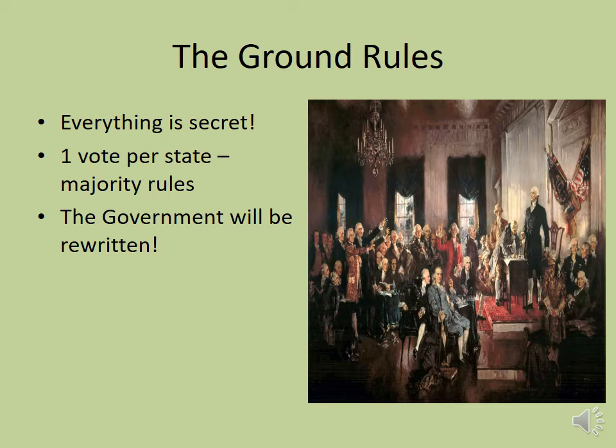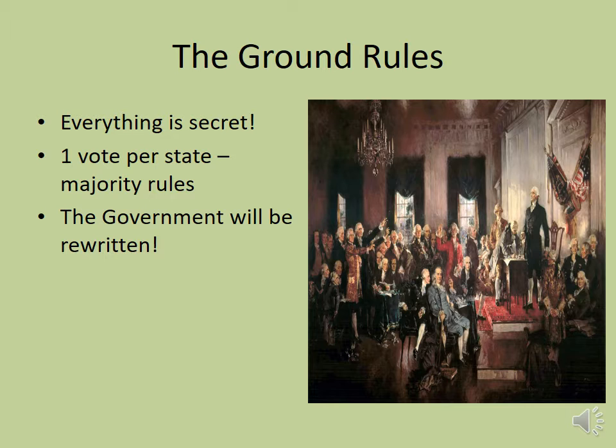So the ground rules were set. Everything would be kept in secret. There would be one vote per state and majority rules. So even though there were 55 men, if there were, let's say, 10 men from North Carolina, they would only get one vote. So all 10 of those men from North Carolina, for example, would have to agree upon whatever they were voting on at the meeting or convention.